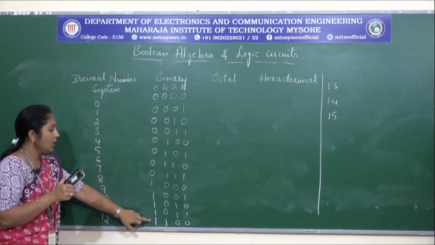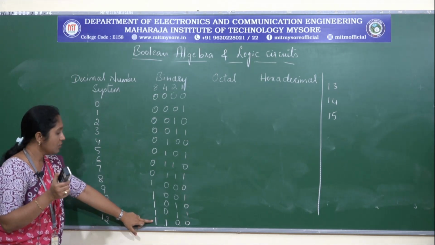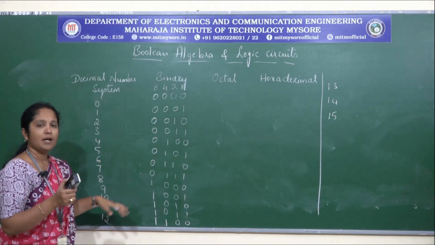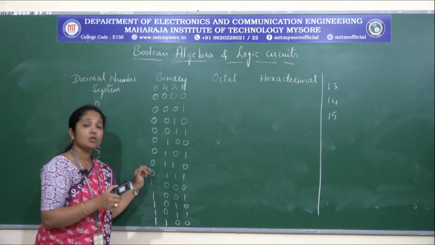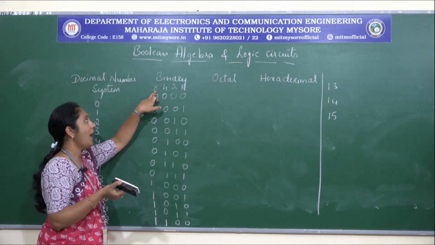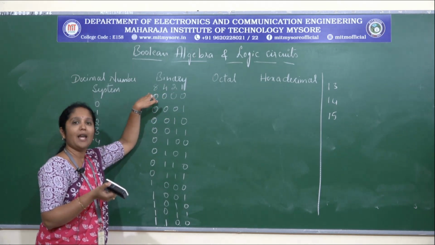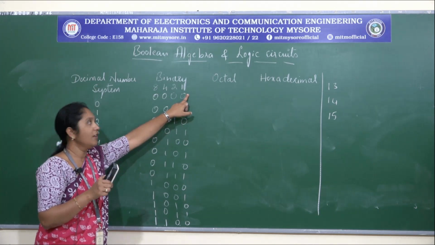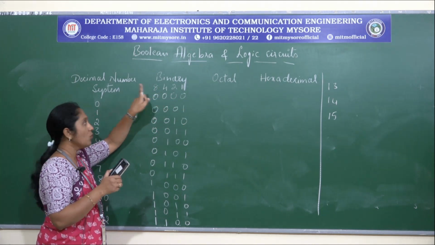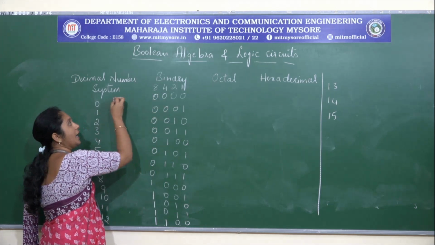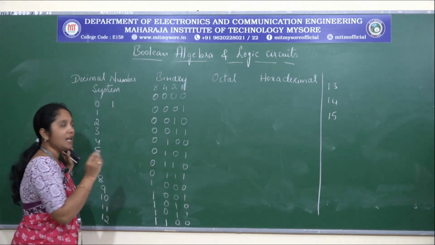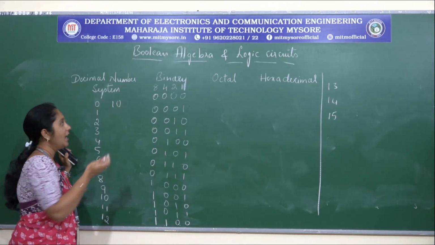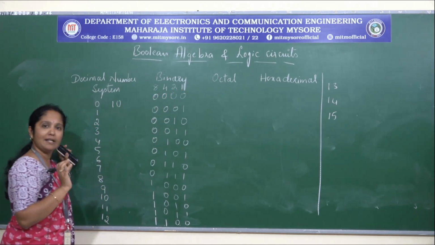Yes. So now if you observe 12, as I said, how do we write 9? You need to add 8 and 1. If you add 8 and 1, we can get 9. Therefore you need to write 1 in place of 8. Then you need to write 0 in place of 4. Why? Because I don't require 4. 8 and 1 are sufficient to get 9.